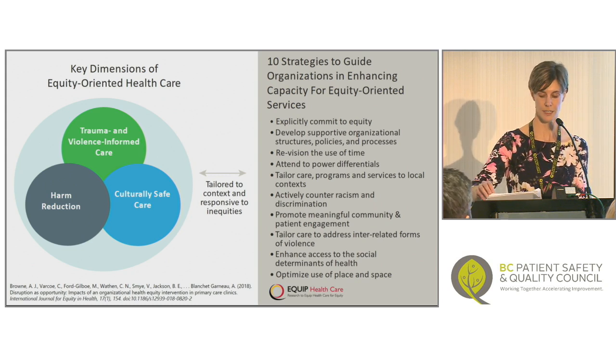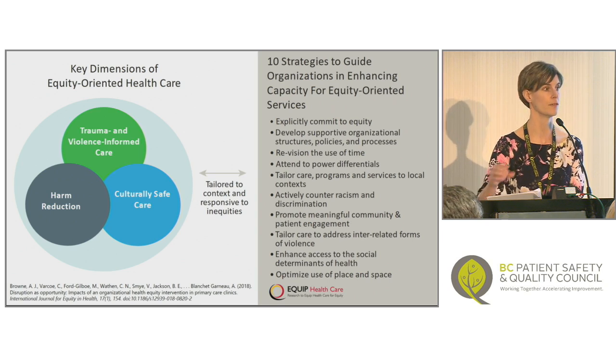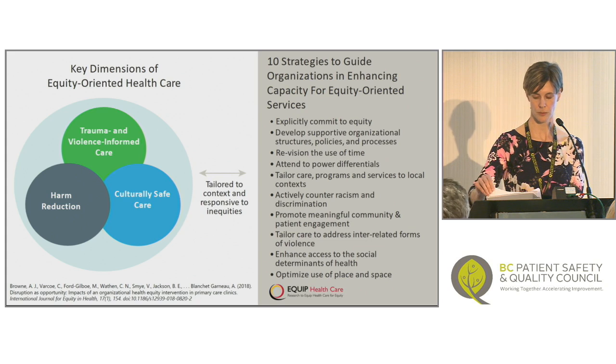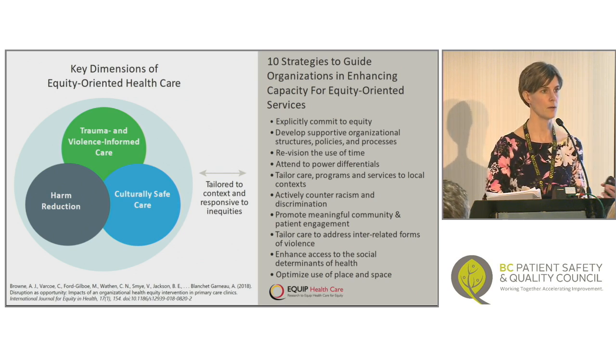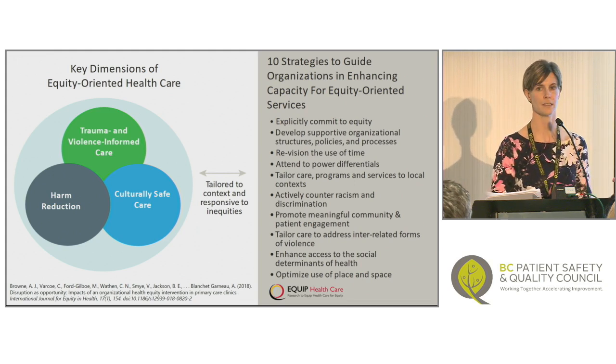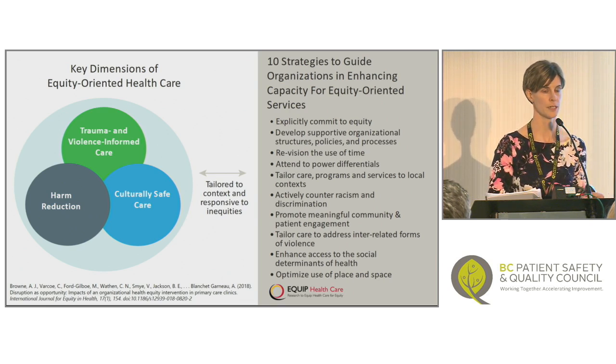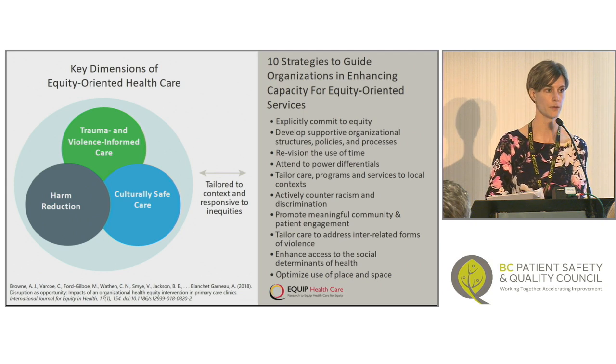Culturally safe care means trying to reduce power imbalances, racism, and discrimination that can often play out during health encounters. And also harm reduction, which is an approach to service delivery that focuses on preventing the harms of substance use, including stigma. These three key dimensions all overlap, and they can all be tailored to context, which means you might have more of one in a certain place and less of the other. The strategies that flow out from these key dimensions are meant to guide healthcare workers and organizations to improve abilities to provide equity-oriented healthcare.